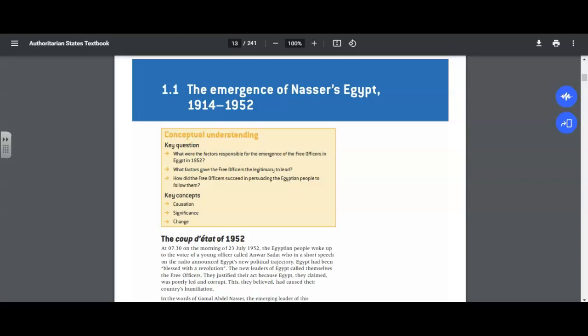Now, once you get the understanding of the overall concept of this leader and what's going on, then you're going to move into the individual chapters. Okay, so on Nasser, it's going to be 1.1. The first thing you're going to want to do is look at the key questions, however many key questions there are. You're going to want to read those in advance.